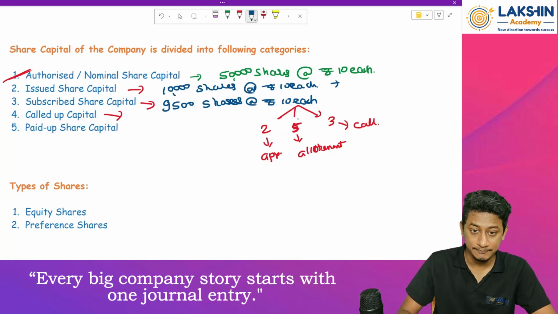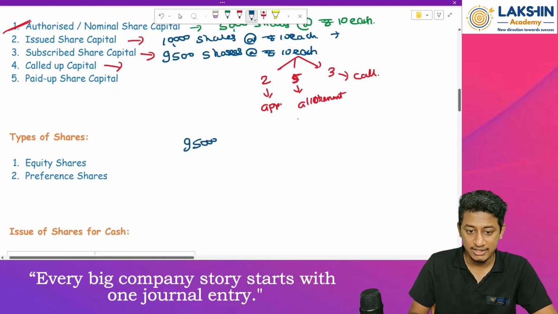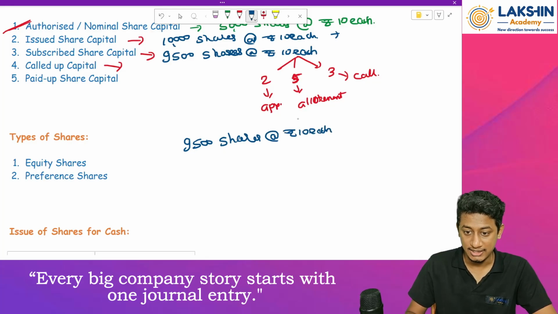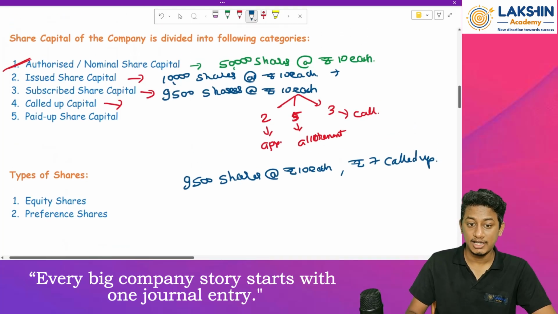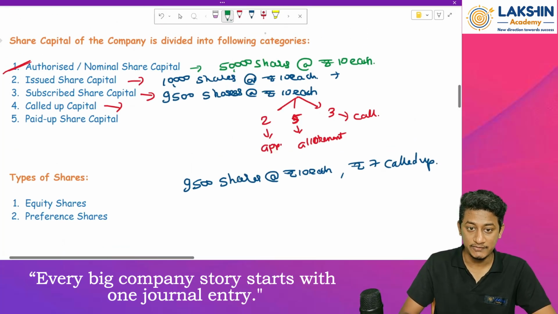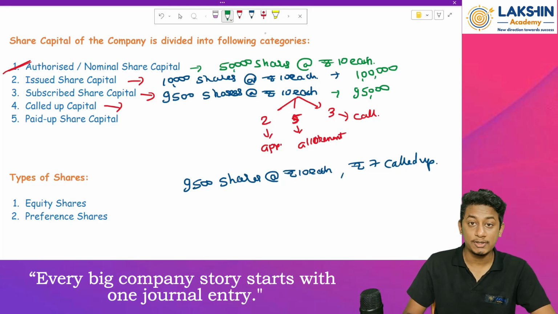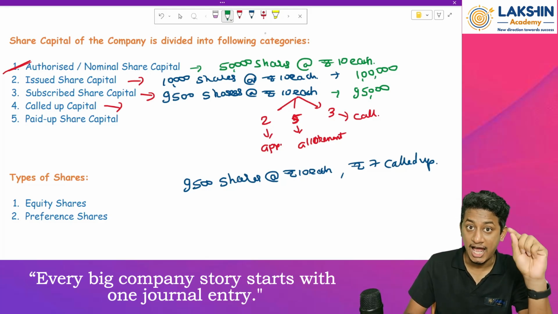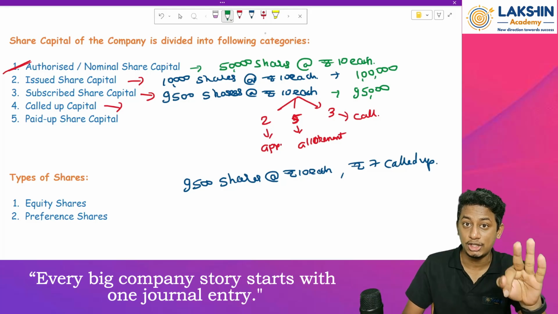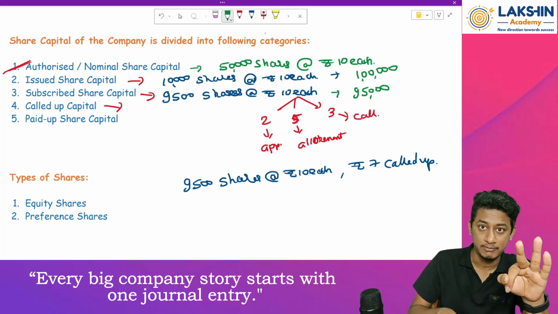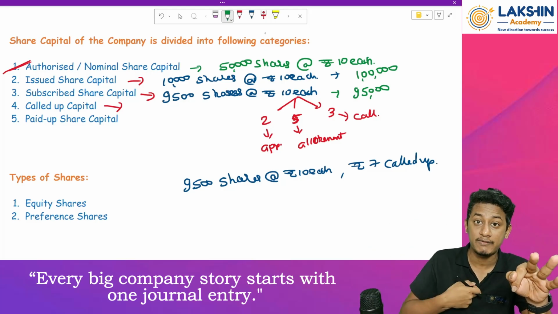So how will I write this? 9,500 shares at the rate of rupees 10 each, rupees 7 called up. If I have to multiply it in monetary terms, how much will this be? This will be rupees 95,000. Whereas coming to my called up capital, out of rupees 10, I have called up only rupees 7. 3 rupees is still to be called up. People have subscribed, so they are supposed to pay me the money tomorrow whenever I ask them to pay.